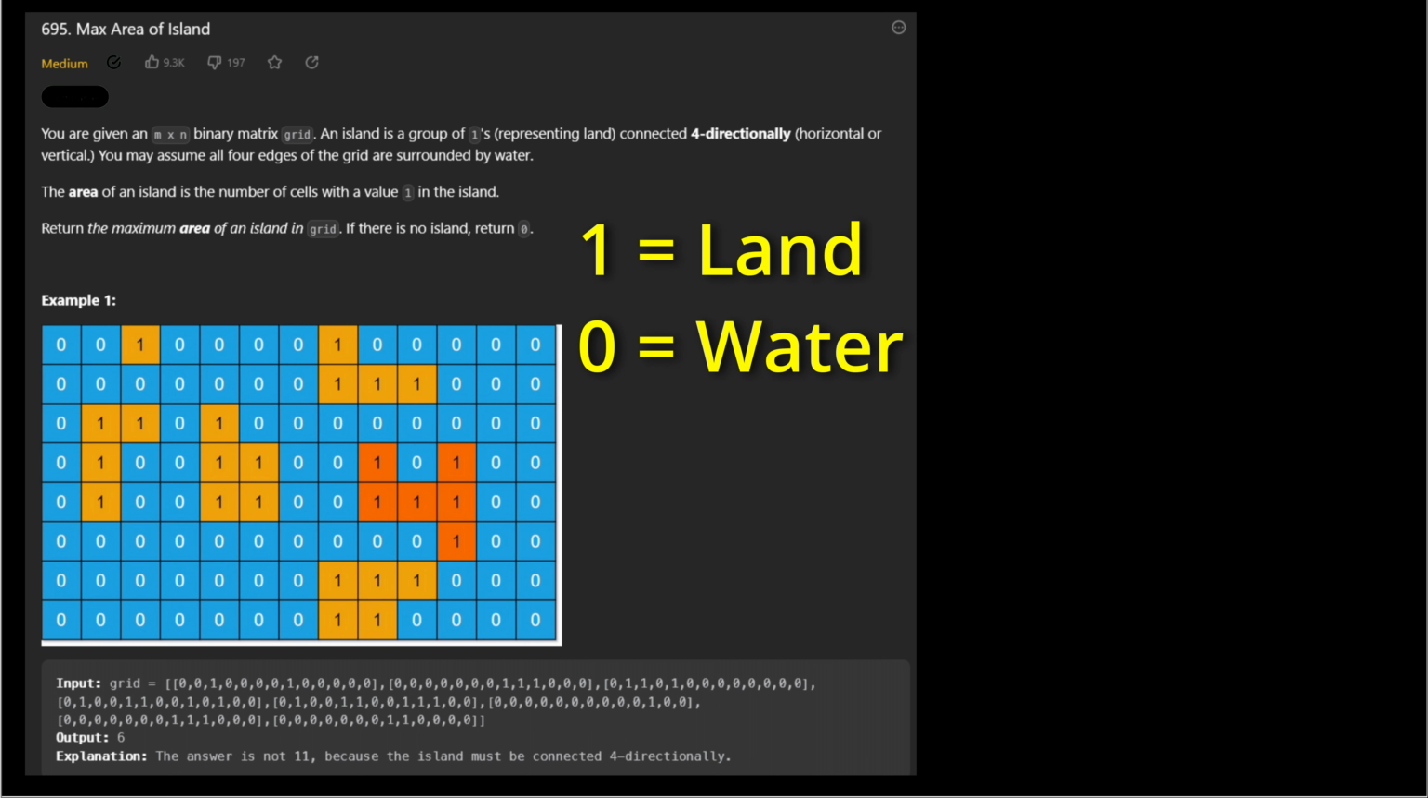Take a look at the example they provided. You can see on this map, the biggest island is this one. It's the size of 6. Notice that it's not 11. Because the islands are connected horizontally and vertically, they're not connected diagonally. These are two separate islands here.